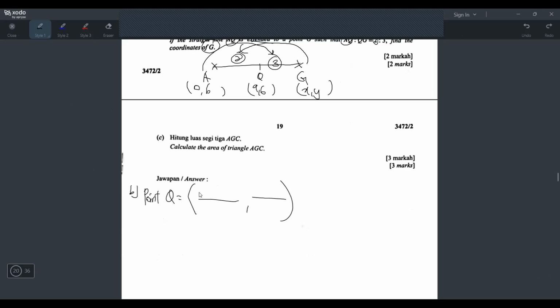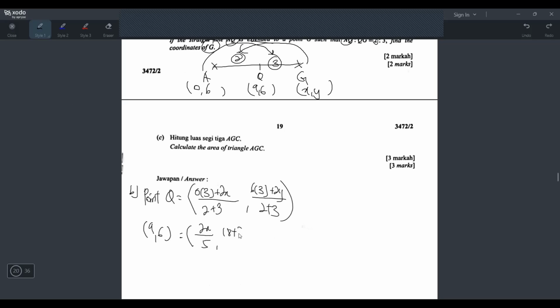So point A times 3, so it means 0 times 3, 6 times 3. And then G times 2, it means cross multiply. X times 2, 2x. Y times 2, 2y. And then at the bottom here, you have to put the ratio. But the ratio has to be added together. So 2 plus 3, 2 plus 3. Then what about point Q? Point Q is already there. Don't forget, 9, 6 equals to 0 times 3 is 0. So 0 plus 2x, 0 no need to write. 2 plus 3, 5.